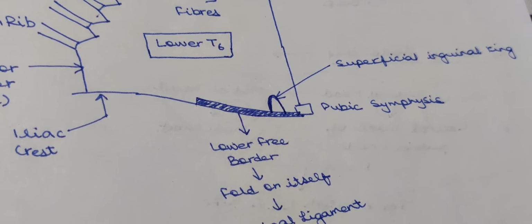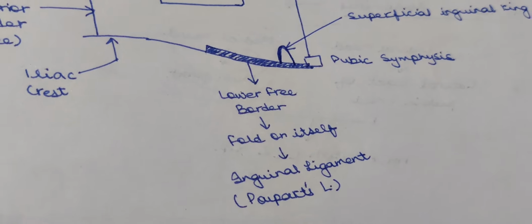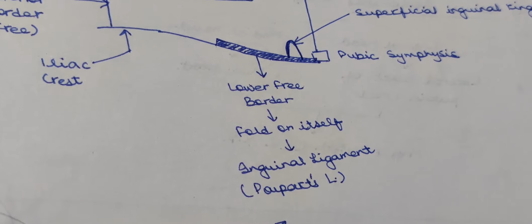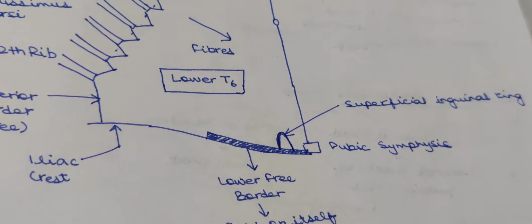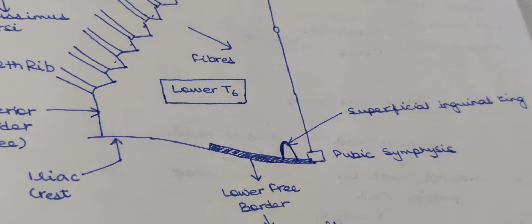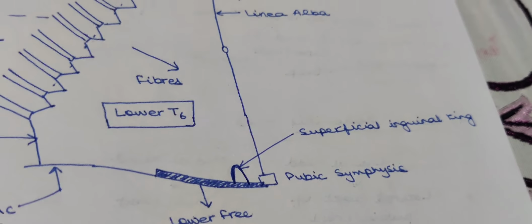Now the lower free border folds on itself to form inguinal ligament, also known as Poupart's ligament, and it has a hole in between which is known as superficial inguinal ring.